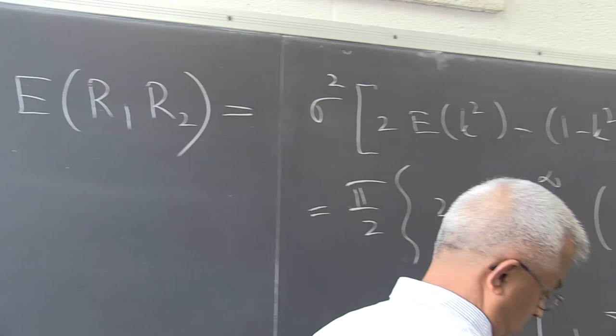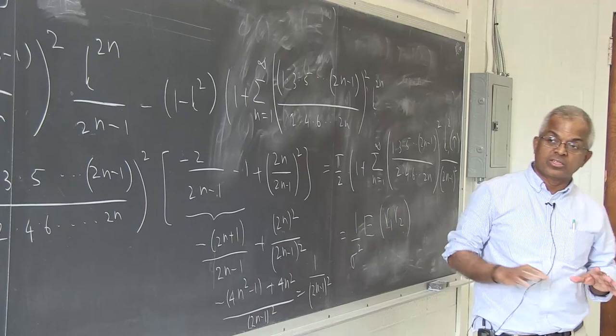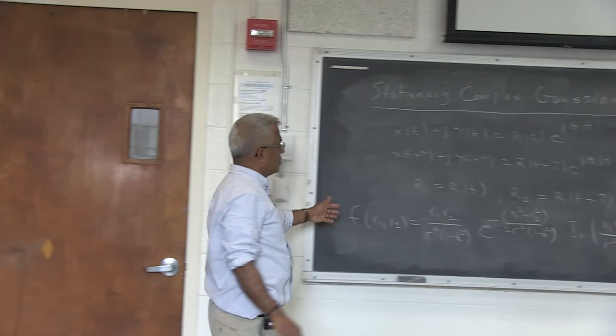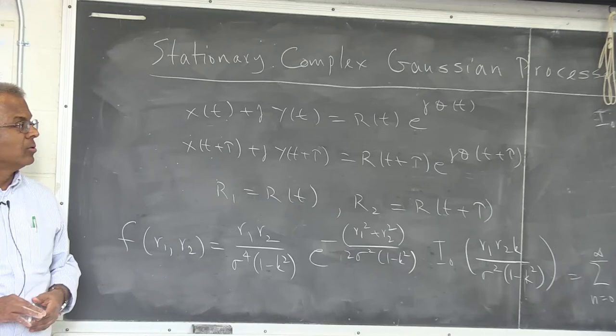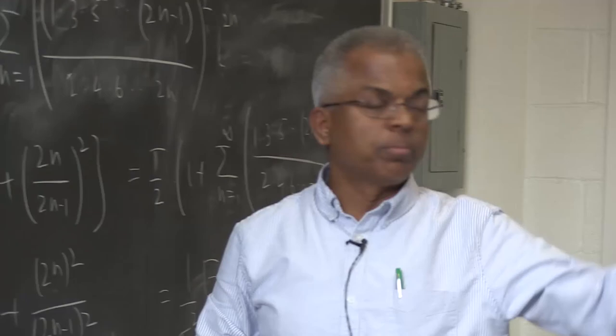So here is the summary. If you take two time instants from a jointly Gaussian process, each of the amplitudes are Rayleigh, but their joint density function is given by this expression, and their correlation coefficients can be expressed either as an infinite power series or in terms of the elliptic integrals of the first and second kind.